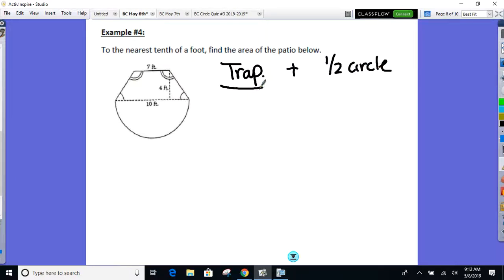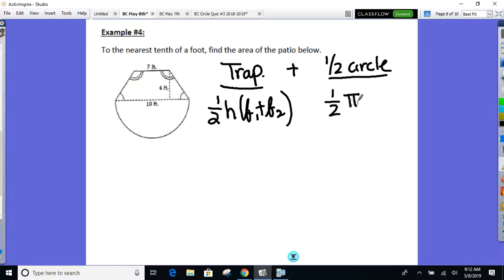All right, so let's go trapezoid formula, 1/2 height, B1 plus B2. Circle formula was, not a sector, circle. Pi r squared. I always like, because we're just going to take half of it, just to remind myself, put the half in there now. Because I think if you say to yourself, oh, I'll take half at the end, you might forget about it.